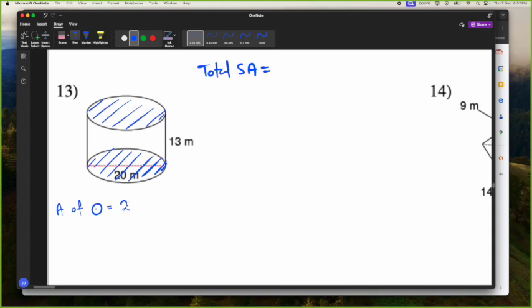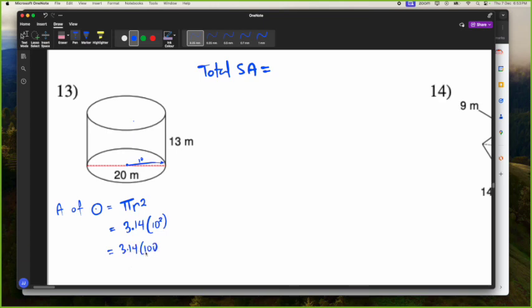So the area of the circle is pi r squared, which is 3.14 times r, which is not 20. r would be half of 20, which is 10. So that is 10 squared. So that is 3.14 times 100.